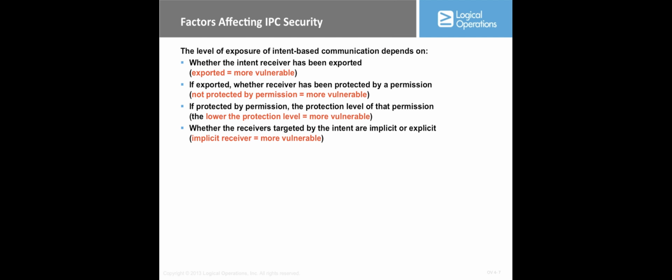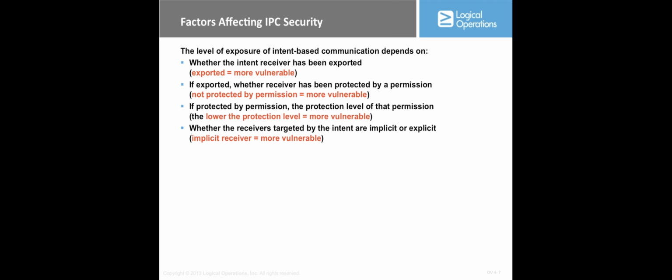I'll break it down into what I would almost indicate as an oversimplistic fashion, but it lends to the paranoia that I enjoy. The factors that affect the IPC security. Okay, so when the intent receiver has been exported, that equals more vulnerable. It leaves a protected zone, right? The receiver has been protected by some permission or another, right? Now I'm leaving that zone, so now it's leaving my protection, which equals more vulnerable.